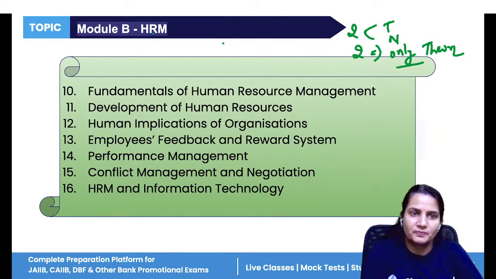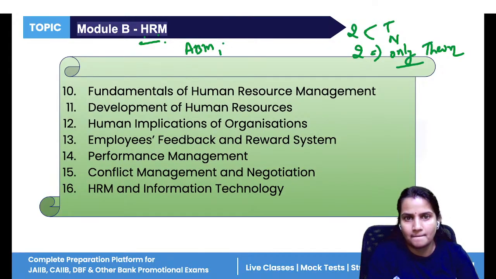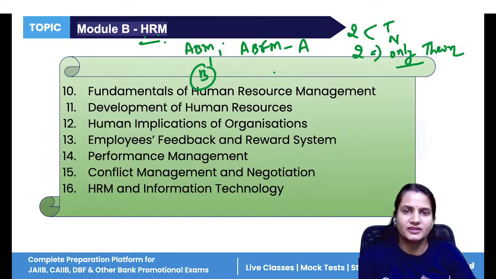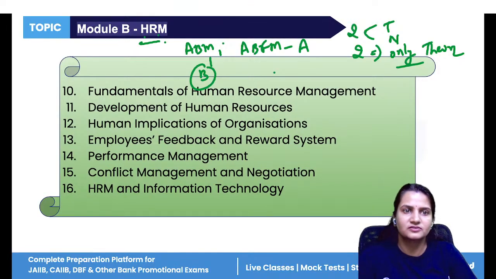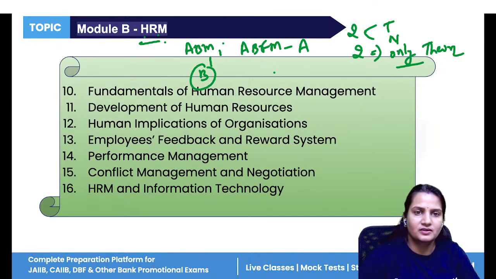Then moving towards module B, that is HRM, human resource management. It is the theoretical part. Module B of ABM and module A of ABFM: these two modules match by 20 to 30% of the syllabus. Whatever you study in module A, the same type of motivational theories you will study in module B also, about management concepts. So 30% of the syllabus you will see is the same in module B of ABM and module A of ABFM.